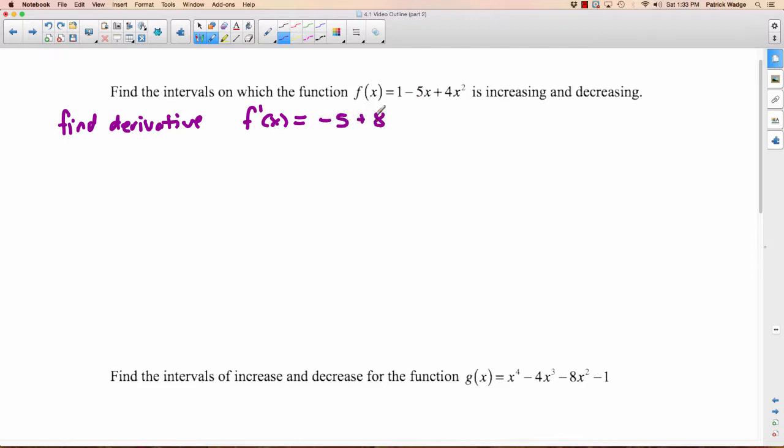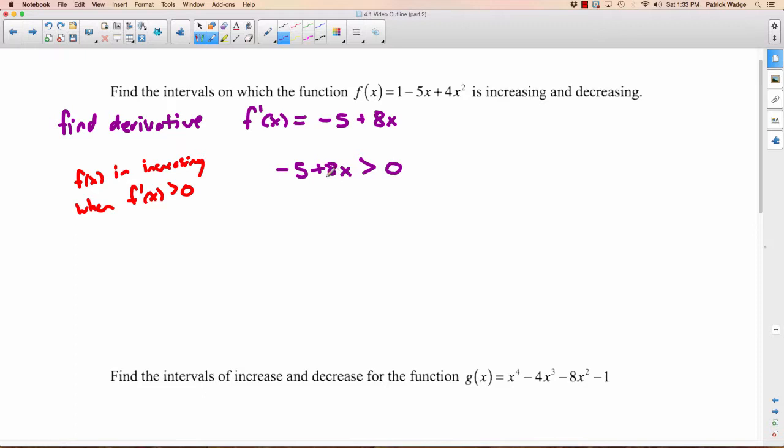So I'm going to put plus 8x. So if we want to know where it's increasing, what we know is that the function is increasing when what? When the derivative, f prime of x, is positive, when it's greater than 0. So when is that? When is it that negative 5 plus 8x is greater than 0? Well, we can solve this.